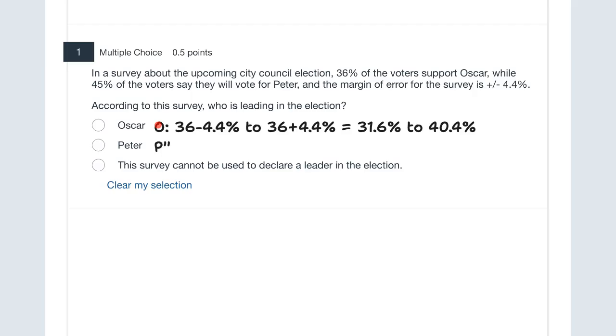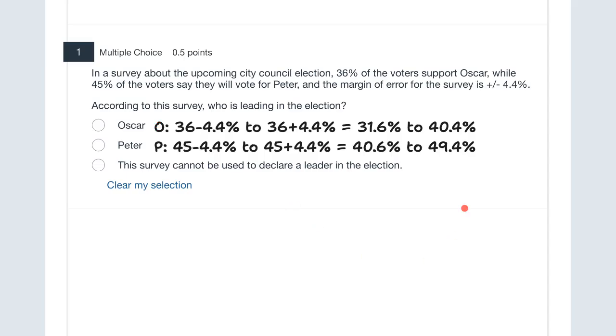Likewise for Peter. The lower bound is 45 minus 4.4% up to 45 plus 4.4%. 45 minus 4 would be 41. Take away an additional 0.4, so this is 40.6% for the lower bound. And the upper bound likewise is going to be 45 plus 4 is 49. Add another 0.4, so this is 49.4% for the upper bound.